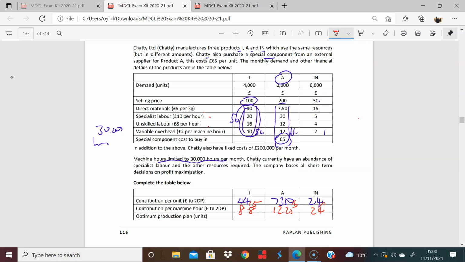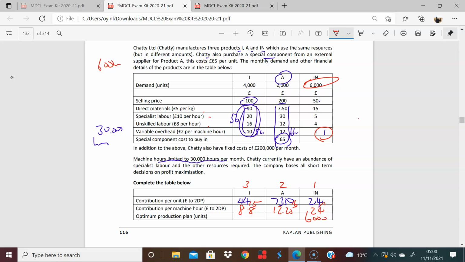So in terms of ranking, I'm going to make this first, this next, and this last, because 24 is greater than 12.25, which is greater than 8.8. So let's make them. I need 1 hour here to make each of these 6,000 units. So that's 6,000 of my hours gone. I can make all 6,000 of these, no problem.